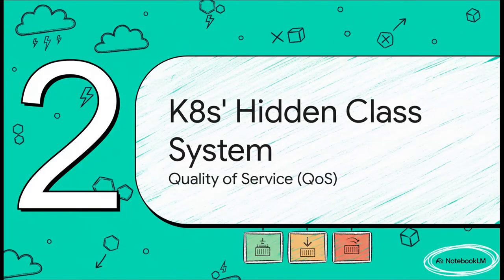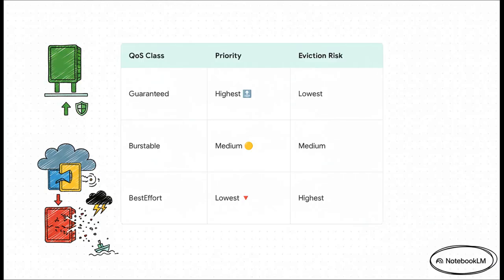And this brings us to Section 2, Kubernetes' Hidden Class System. So this whole hierarchy is managed by something called Quality of Service Classes, or QoS for short. You can really think of it as a secret class system that decides the fate of every single one of your pods.